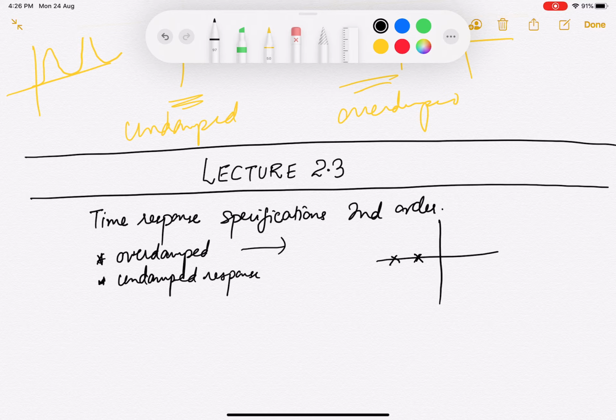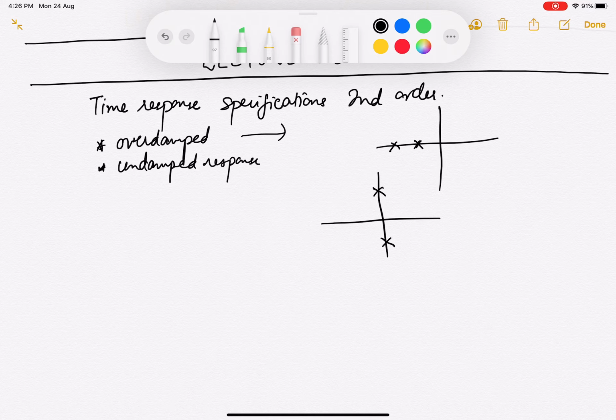On the left half plane, negative poles, negative real parts, and we saw that the undamped response is for a second order system which has complex poles on the j omega axis. So now today we are going to see two more types of responses.